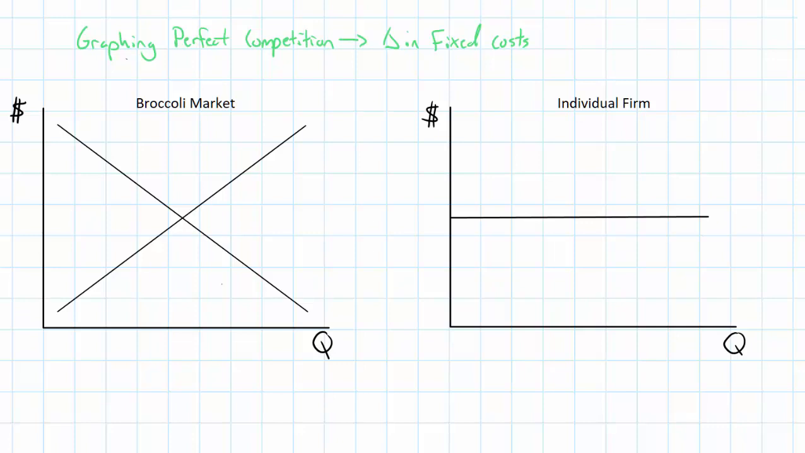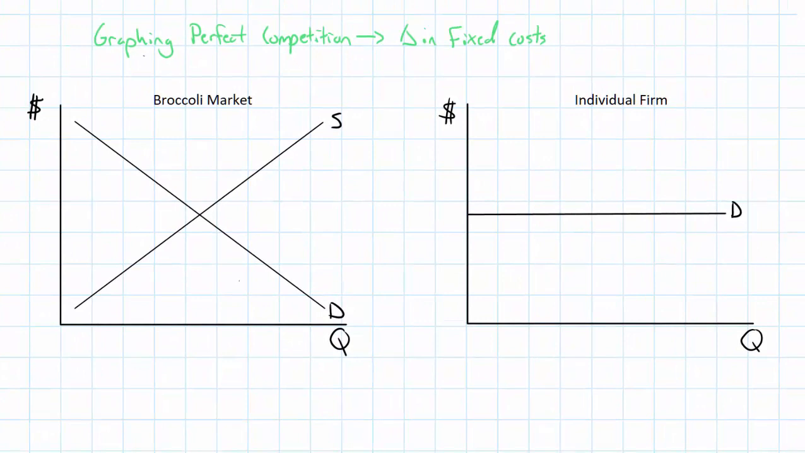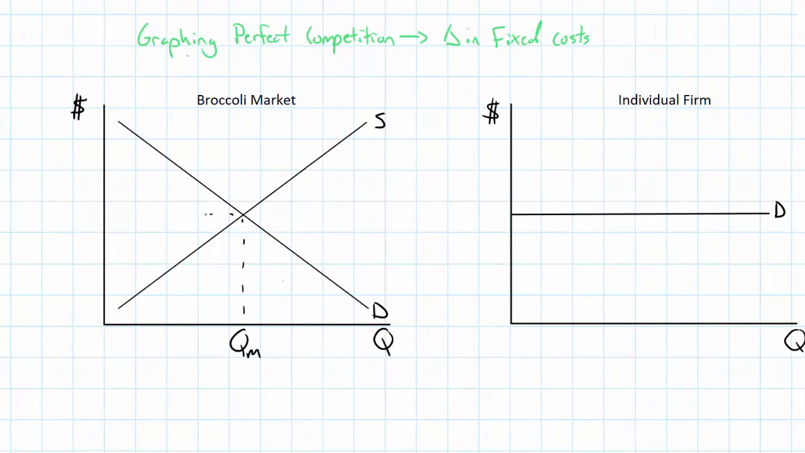So my downward sloping demand curve will be for the market, but my demand curve for the individual firm is going to be perfectly elastic. So I want to make note of that. My market supply curve is going to be upward sloping, and that will then give me my market quantity, which I'll call QM, and my market price, which I'll put over here.